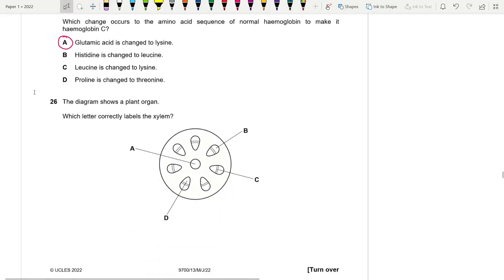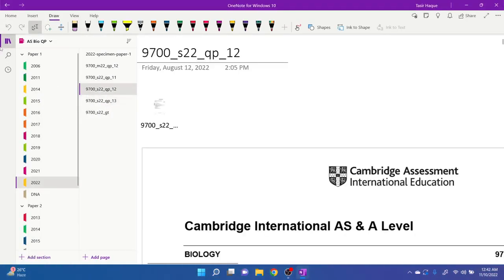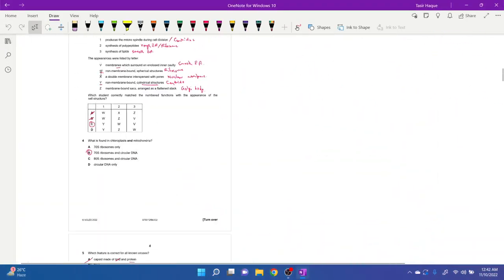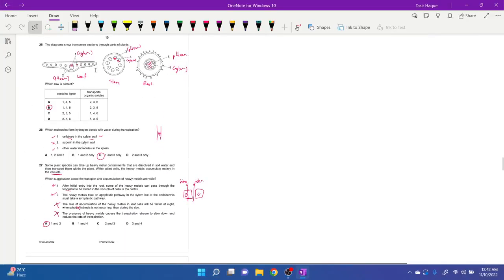The diagram shows a plant organ. Which letter correctly labels the xylem? So this is the stem, basically. So the answer is D. Remember, in the stem, for a dicot, the xylem is towards the center. In my previous video, I was talking about this specific picture. You need to memorize this, okay?